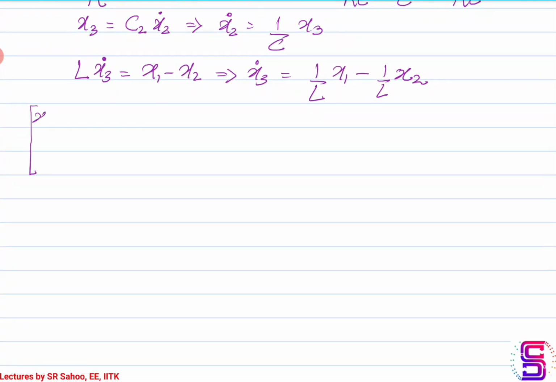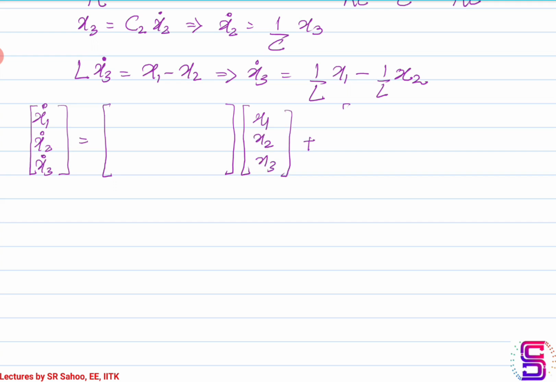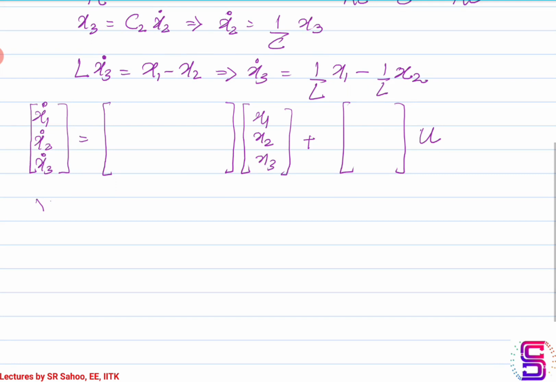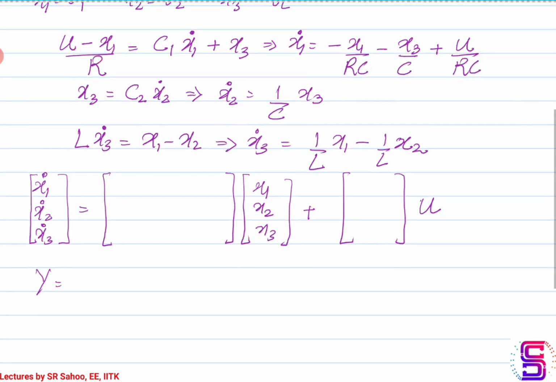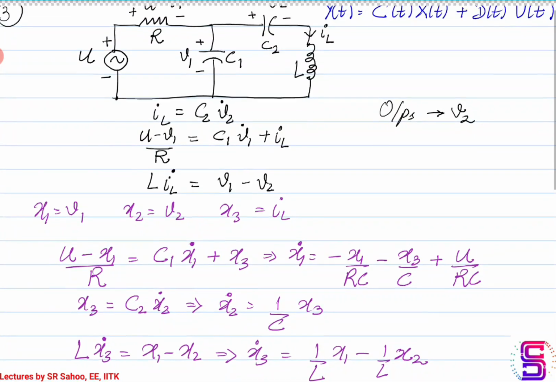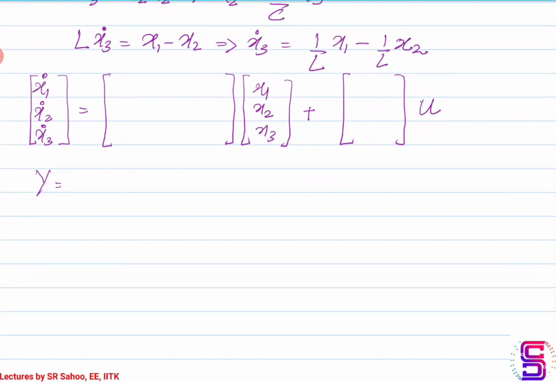So what we have is, in the state space form, x1, x2, x3 dots to be equal to some 3 cross 3 matrix multiplied by x1, x2, x3 plus some 3 cross 1 matrix multiplied by the input u, and the output vector y is what? It is the voltage across capacitor C2, which is nothing but x2 in our case. So this will be equal to some 1 cross 3 matrix, which will give me my C, plus some 1 cross 1 matrix into B.